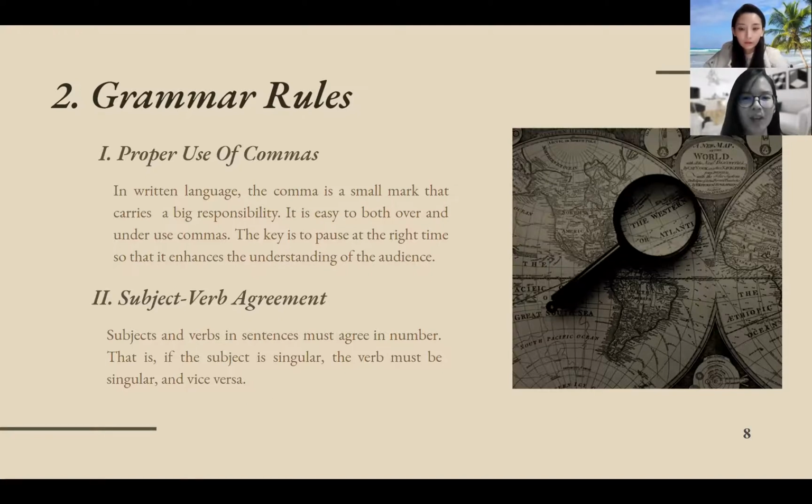Other than that, subjects and verbs in sentences must agree in number. That is, if it's singular, then the verb must be singular and vice versa. For example, it is incorrect to say that he plucked an apples from the tree. Similarly, an antecedent also has to agree with the pronoun, provided that they agree in number and gender.